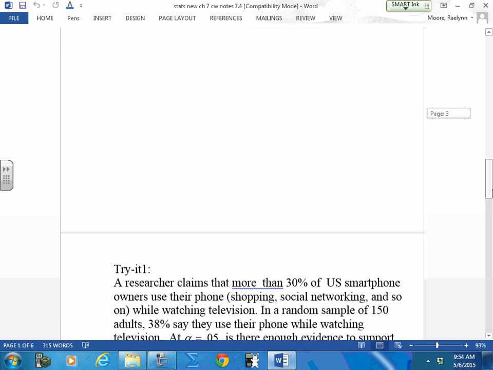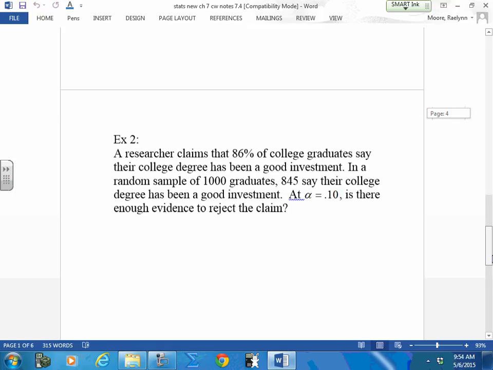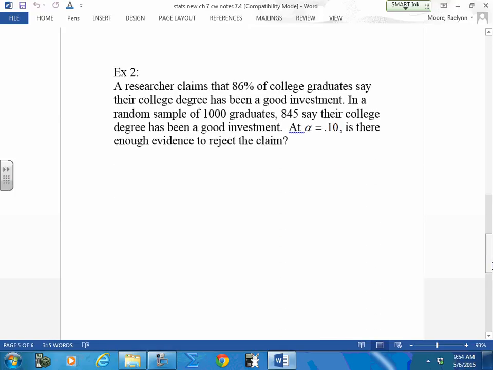So we went through this, and we just wanted to do one more. A researcher claims, and I'm on page 390, that 86% of college graduates say their college degree has been a good investment. In a random sample of 1,000 graduates, of those 845 say their college degree has been a good investment. You want to know if there's enough evidence to reject this claim.